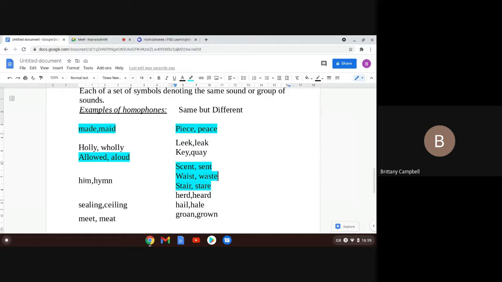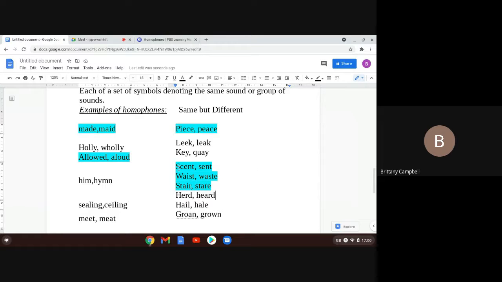Yes, we have him, him, ceiling, ceiling, meat, meat, peace, peace, leak, leak, key. Maybe I should give these some space so you're not. Let me just give them a little space. Awesome. So we have leak and leak, key, key.